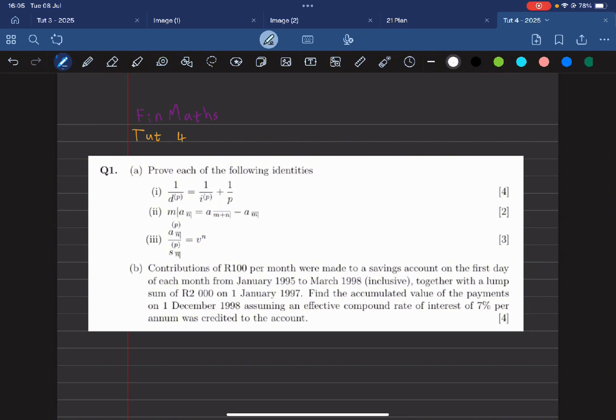So question one looks like it's some proofs, and it says we have to prove these identities. So we have to prove 1 over d^(p) is equal to 1 over i^(p) plus 1 over p. Okay. So for these kinds of questions, I often like to start by writing out what we know.